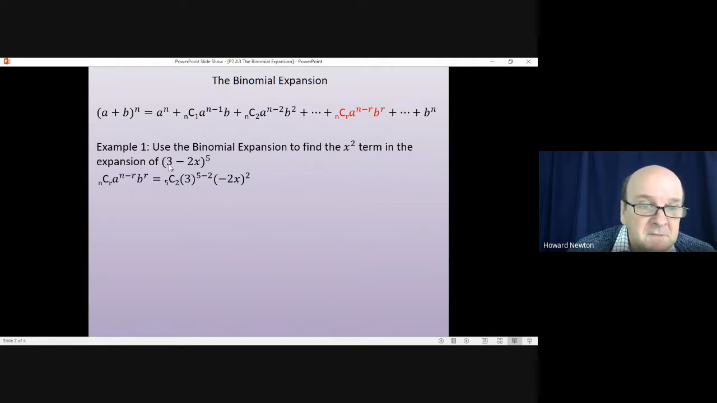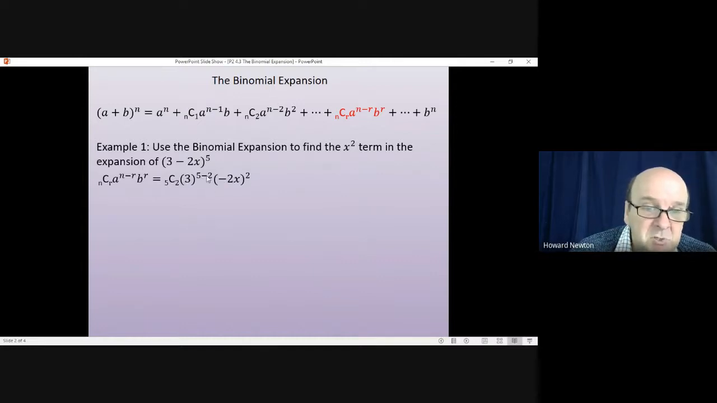Moving backwards, the first term, the a term, is 3. So we've got 3 here. The power is n minus r, which is 5 minus 2. 5 because that's the power of the bracket there, and 2 because it's the x squared term we were trying to find. And it's the 2 there, so you've got 5 minus 2. 2 is what r would equal. And you'd notice 5 minus 2 is 3, 3 plus 2 is 5.